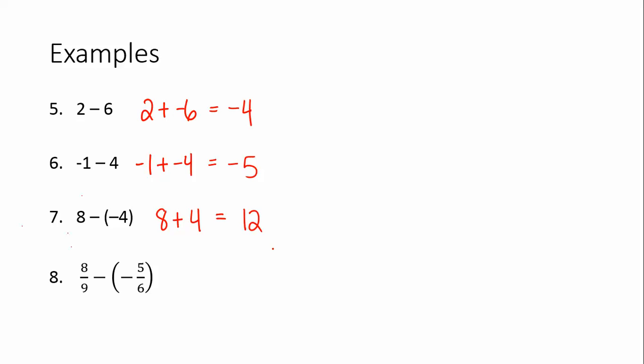Number 8, we have 8 over 9 minus negative 5 over 6. So 8 over 9 is going to be plus, and we're changing the sign of the negative 5 over 6 to positive 5 over 6. Fractions again, so we need a common denominator. 6 doesn't go evenly into 9, so we need a larger denominator than 9. They both go into 18, so our denominator is going to be 18.